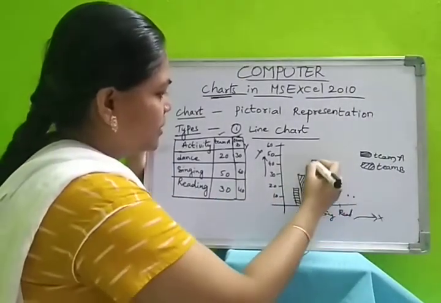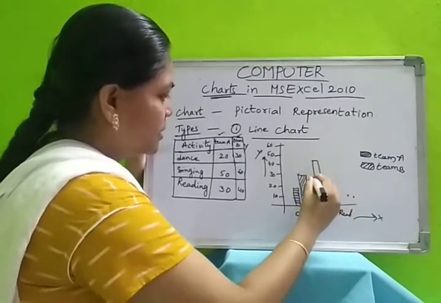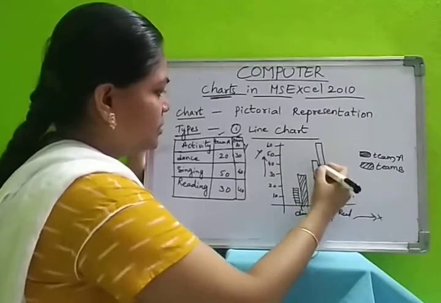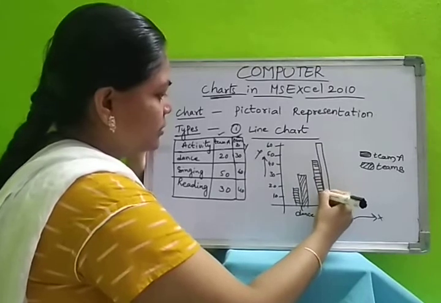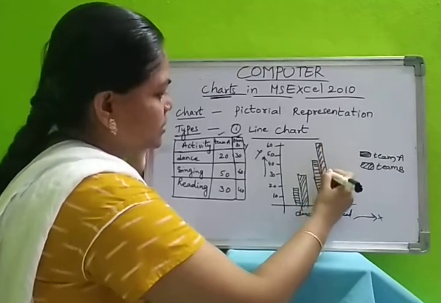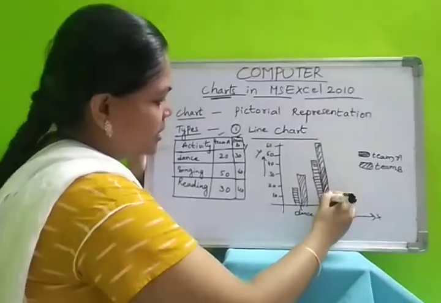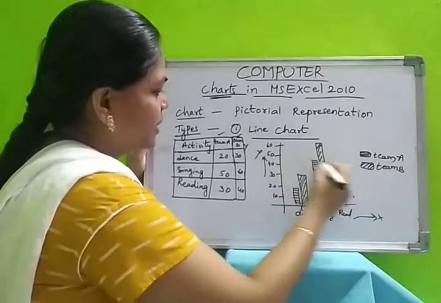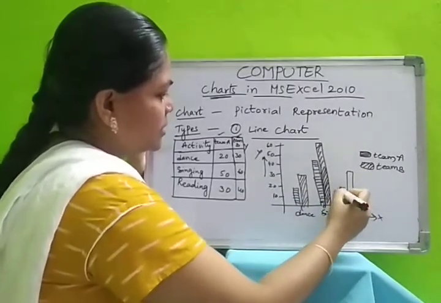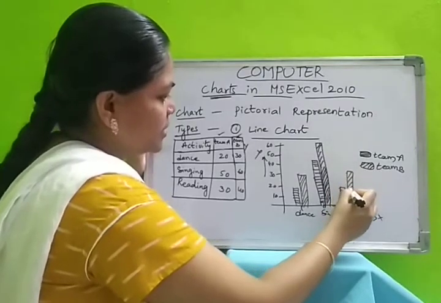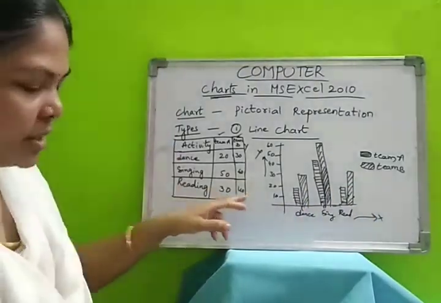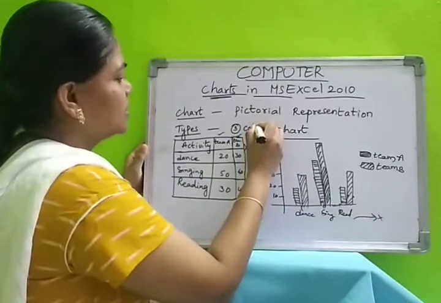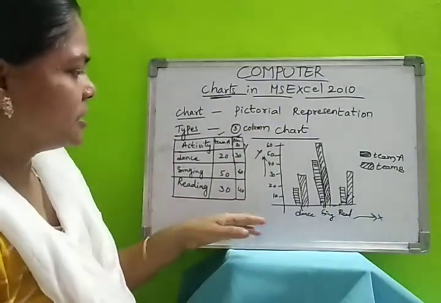Next singing: here 50 and here 60. So like this will be displayed. For our differentiation we are doing like this. And next one, reading is 30 here and here 40. So these lines for team A and these lines for team B. So like this the column chart will be displayed. This is the third one, column chart.